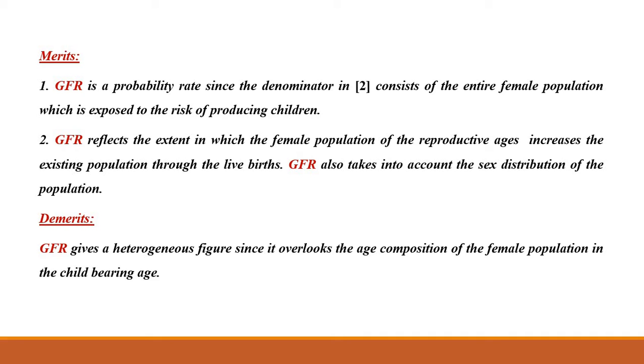The merits of GFR are that it is a probability rate, since the denominator consists of the entire female population which is exposed to the risk of producing children. GFR reflects the extent to which the female population of the reproductive ages increases the existing population through live births. GFR also takes into account the sex distribution of the population.